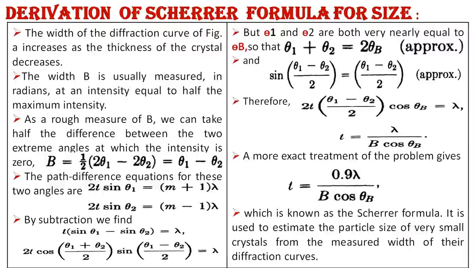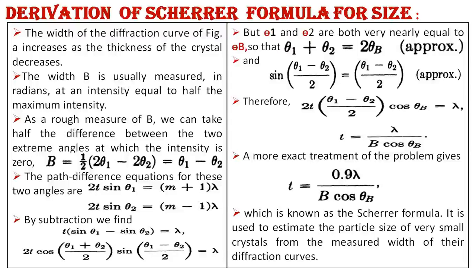Next, the width of the diffraction curve in the figure increases as the thickness of the crystal decreases. The width B is usually measured in radians at an intensity equal to half the maximum intensity. As a rough measure of B, we can take half of the difference between the two extreme angles at which the intensity is 0. B is equal to 1/2 (2 theta 1 minus 2 theta 2), which is equal to theta 1 minus theta 2.